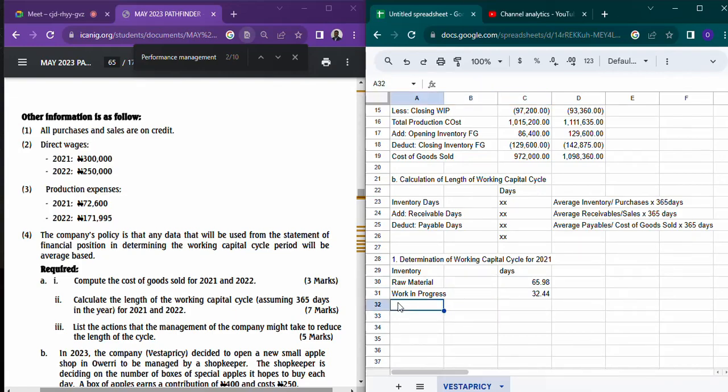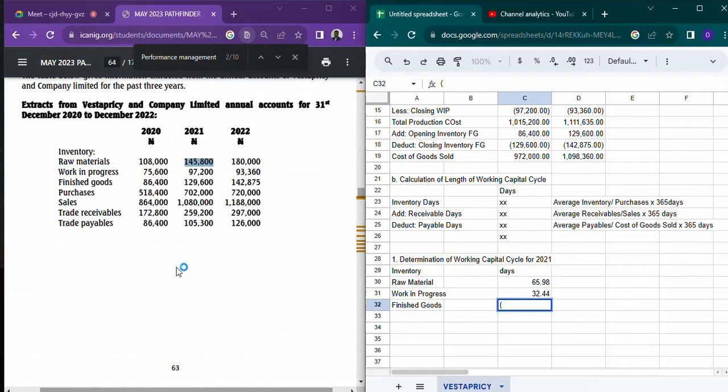Do you understand? Then we have what? Finished goods. What's the opening inventory for finished goods? 86,400, plus the closing inventory, 129,600, right? Divided by 2.